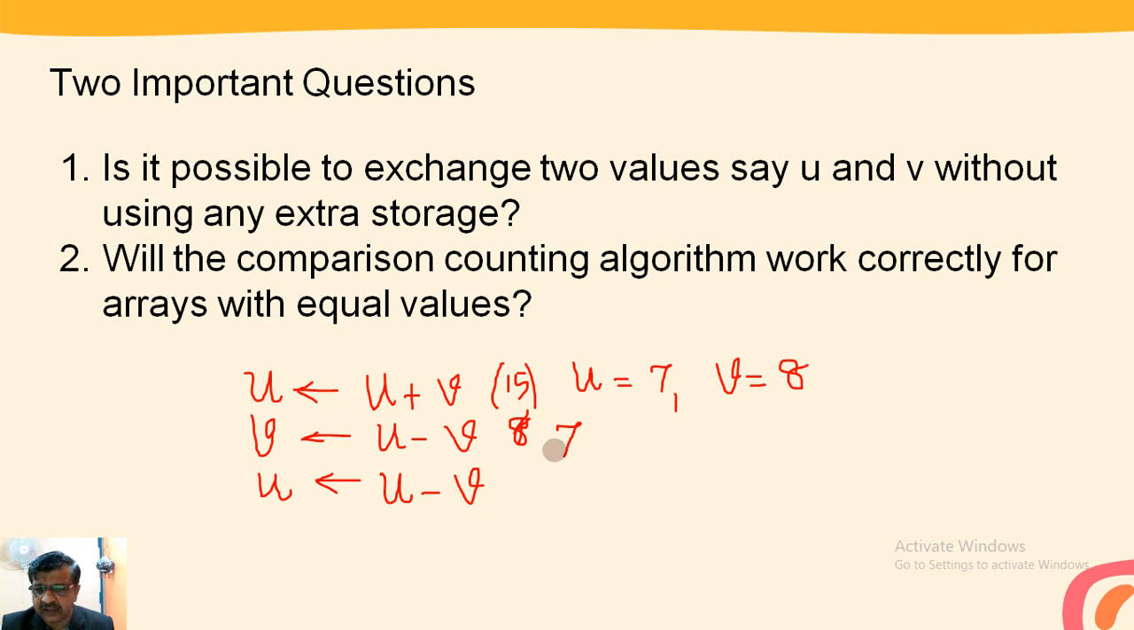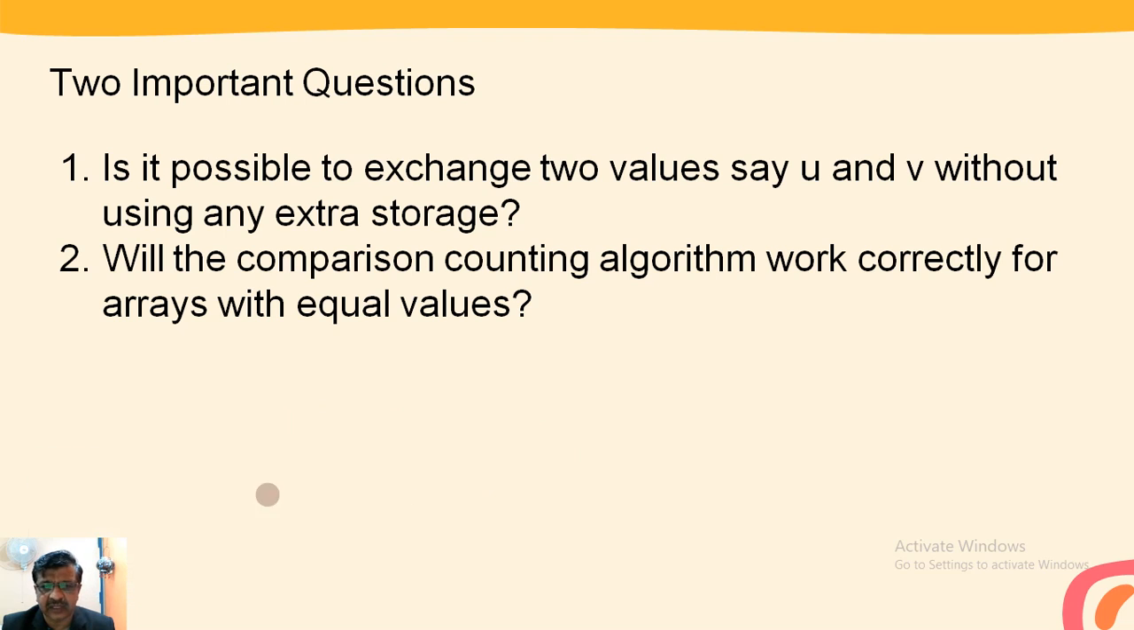And for u minus v, v has become 7 now in this particular step. Therefore, u will receive 15 minus 7, that is 8. So without using extra space, it is possible to exchange the values.